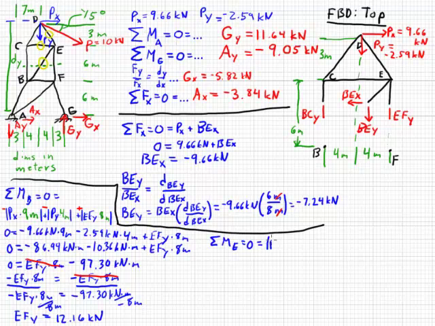So PX plus PY plus BCY. Our dimensions are PX to point E is 3 meters, PY to point E is 4 meters, BCY to point E is 8 meters.